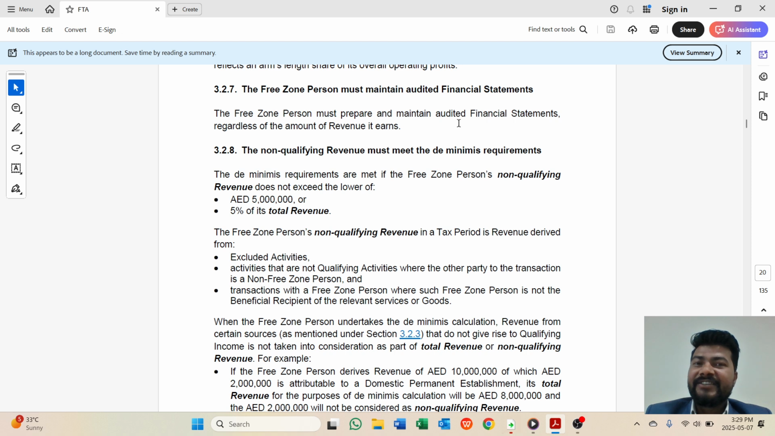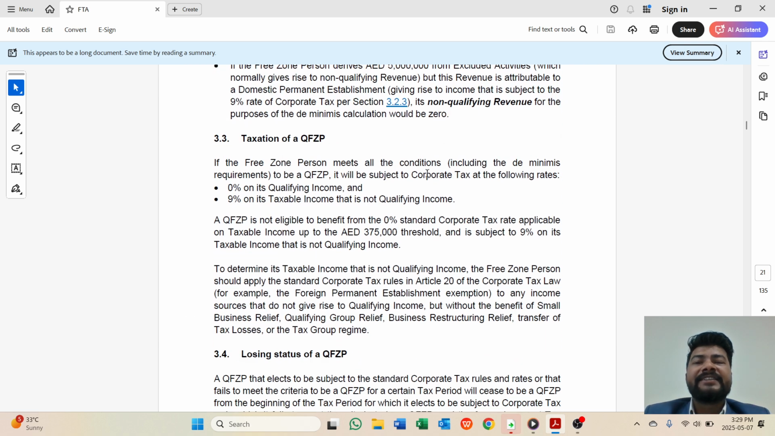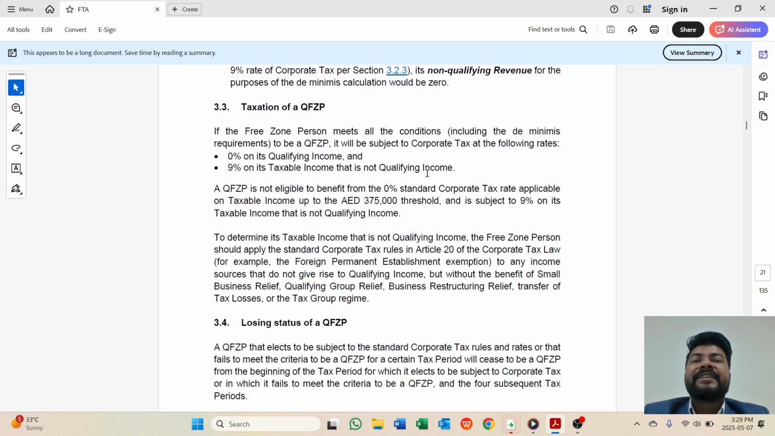And last but not least is the de minimis requirement. If you are earning non-qualifying income, in that case, you should meet the de minimis requirement, which is the lower of 5 million or 5% of total revenue. After all this, if you satisfy all these conditions, you will be given the status of qualifying free zone person, and you will be taxed at the rate of 0% on qualifying income and 9% on non-qualifying income.